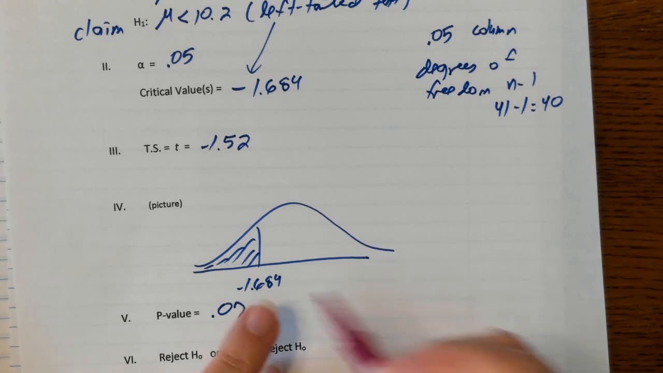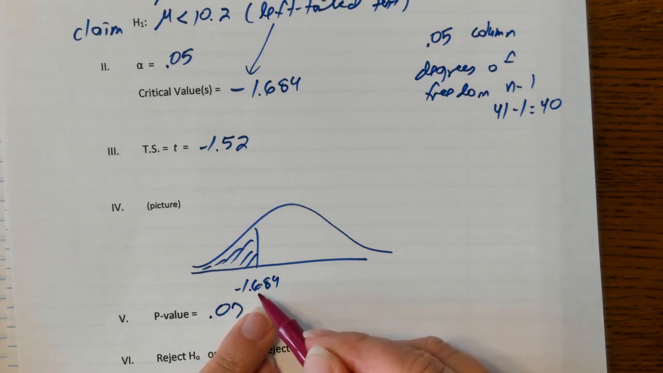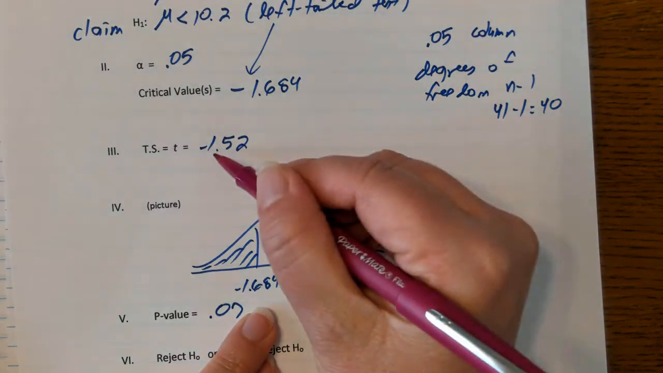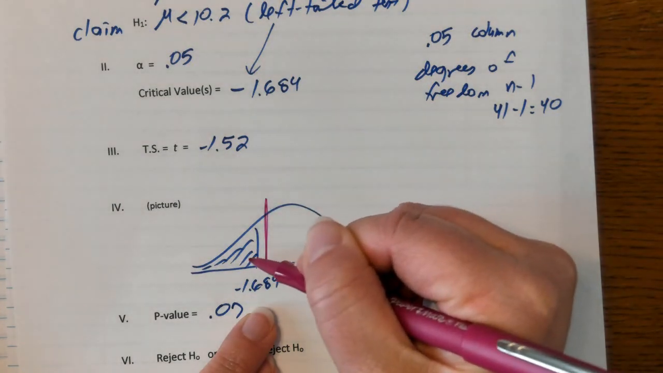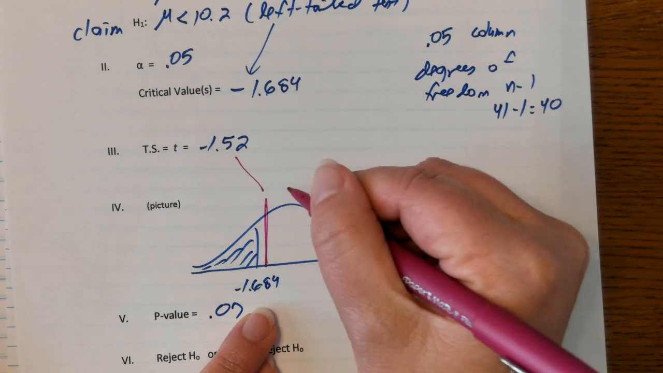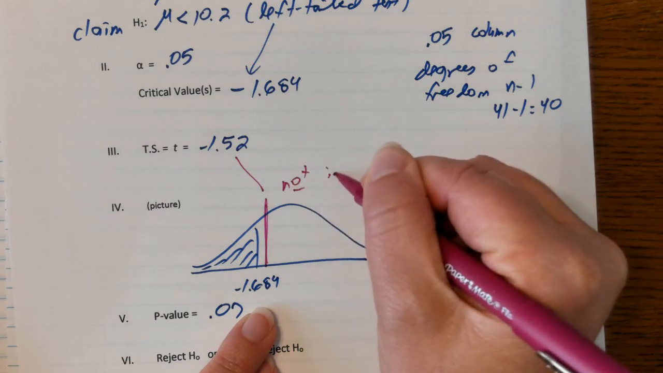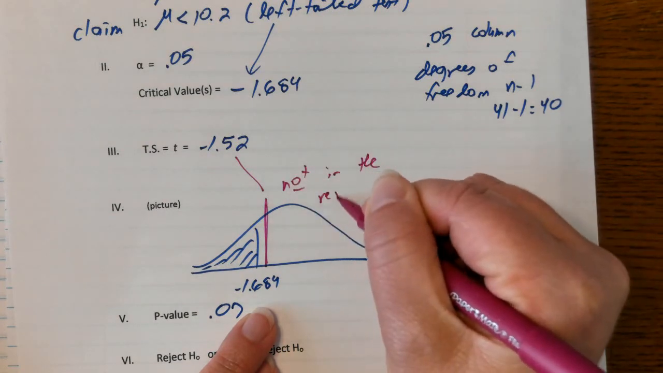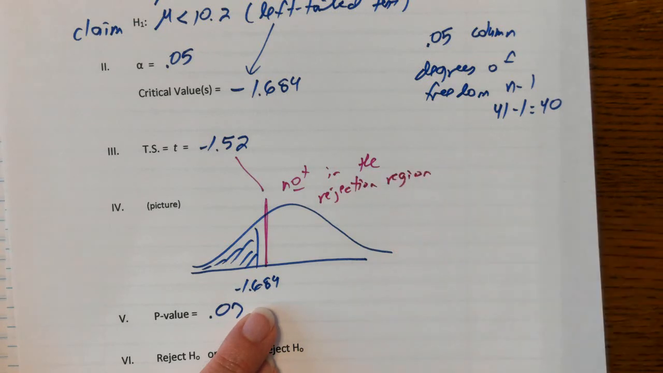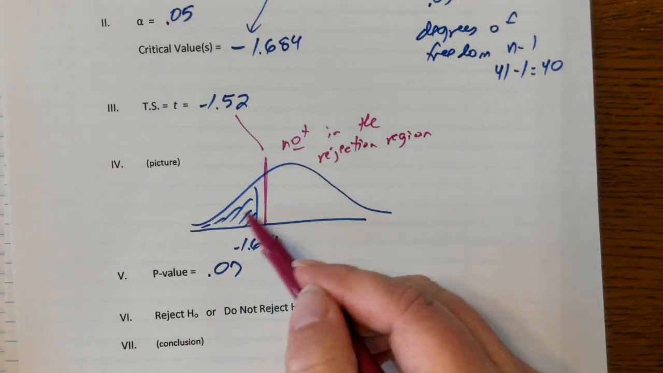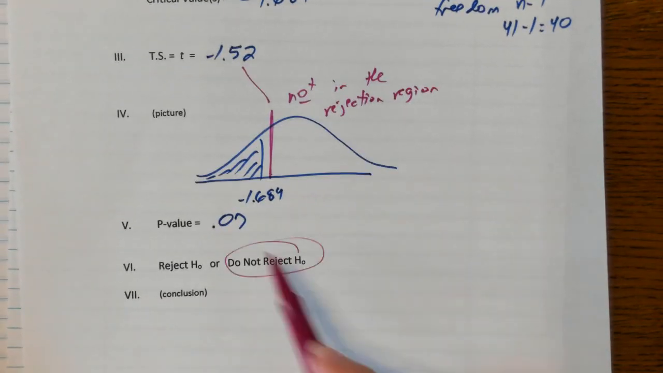Remember, negative 1.64 was our cutoff, our critical value. Negative 1.52 is just barely before. It's not quite far enough out. So it is not in the rejection region. Since my test statistic is not in the rejection region, I will not reject the null hypothesis.